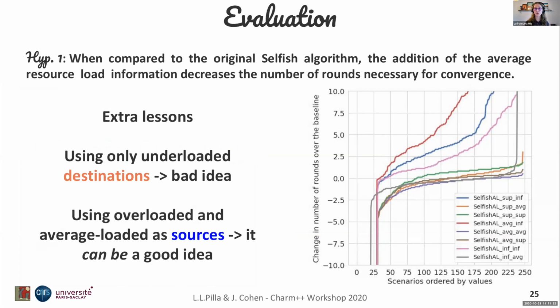But we also see that there are 2 lines that are the lower ones, the purple and brown lines, which are selfish average and selfish average superior, which say to us that using overloaded and average loaded resources as sources can be a good idea. It's not always a good idea. There's a situation where it's not performing that well, but it's just some extra lessons that we took from these initial results.